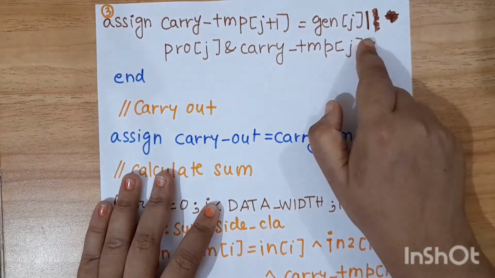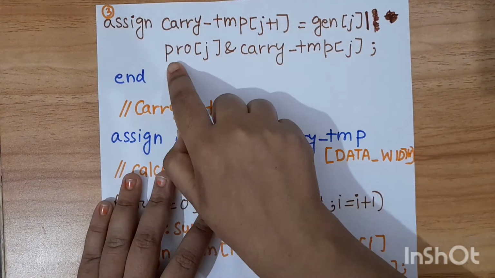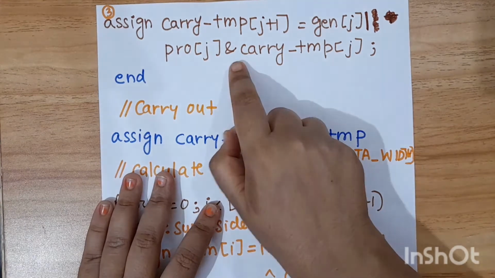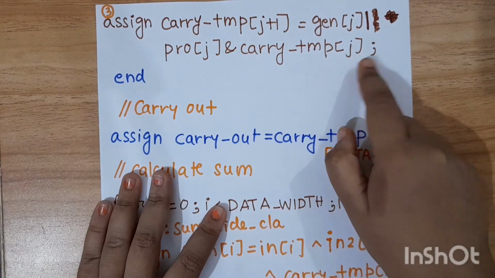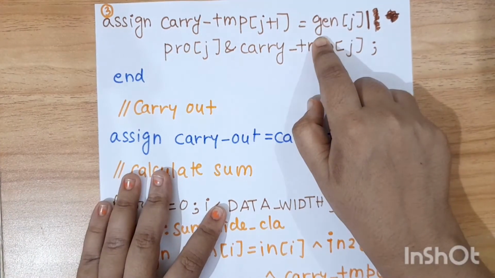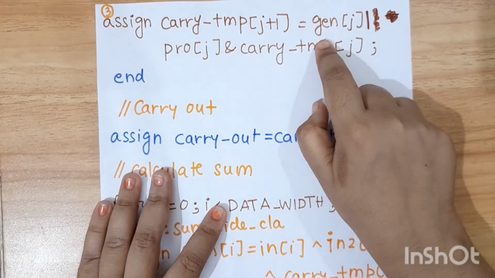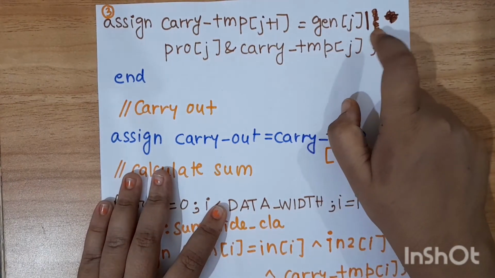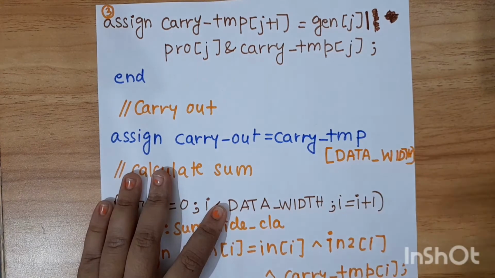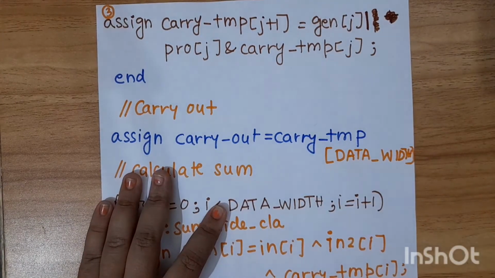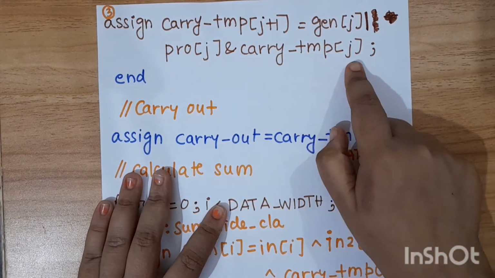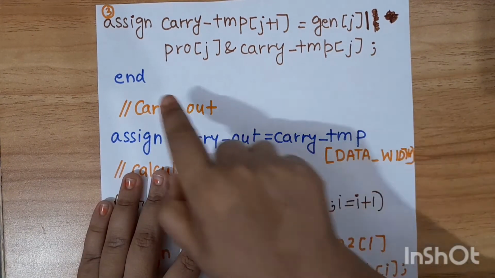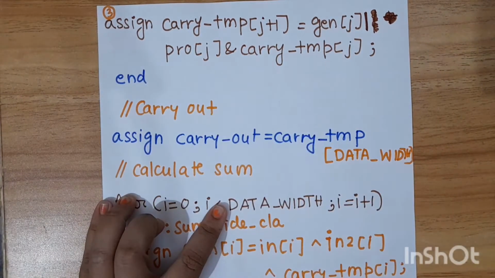Plus was there in the equation, so plus is actually the OR operator. Propagate carry j and pro j is the propagate carry j and carry_temp j; semicolon. So gen j is equal to in1 dot in2, that is the AND operator, and pro j is actually in1 XOR in2 for the jth bit, multiplied by carry_temp of j, the previous carry; semicolon, and here is the end for the begin statement.